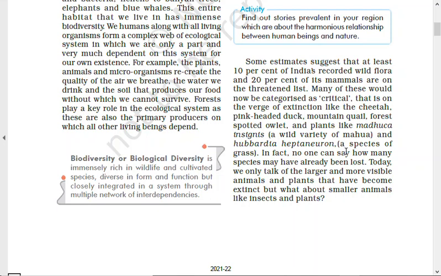Now it's almost gone. In my village I had one Mahua tree, but now that is also gone because of modernization. We just lost it, and I hardly see a Mahua tree in my village. So these are some of the things which I have experienced.